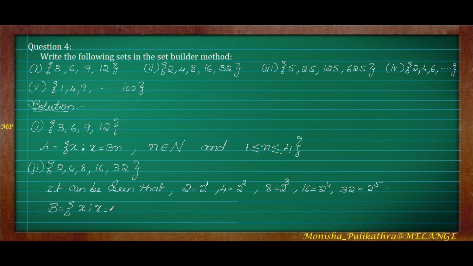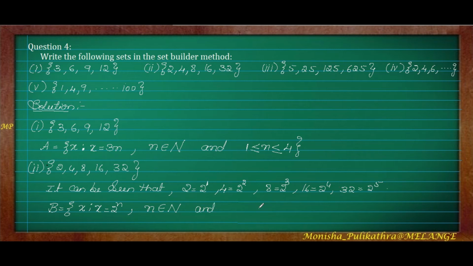So here x is equal to 2 to the power of n, right? So this n we have to change by 1, 2, 3, 4, 5. Here n, the first one is 1. Starting from 1 means n belongs to natural numbers, and it starts from 1 and ends at 5, right?